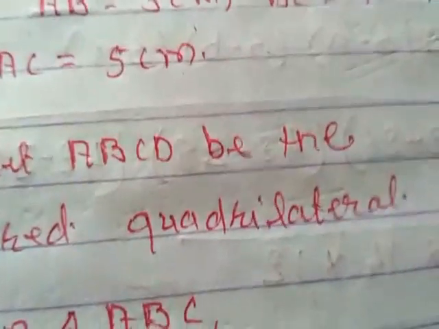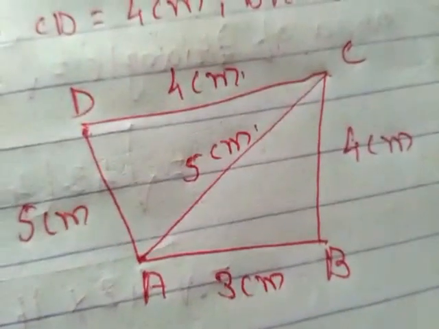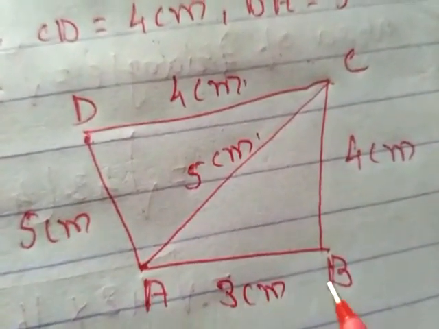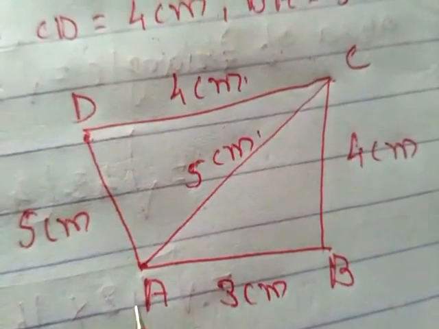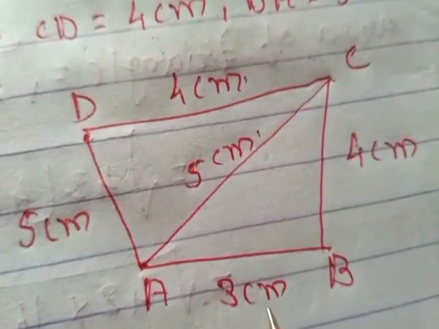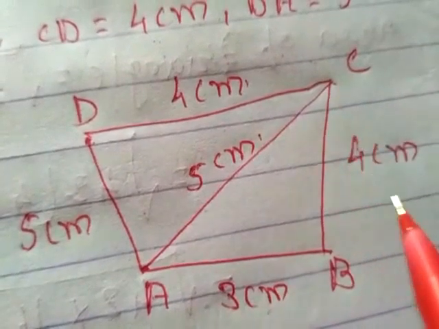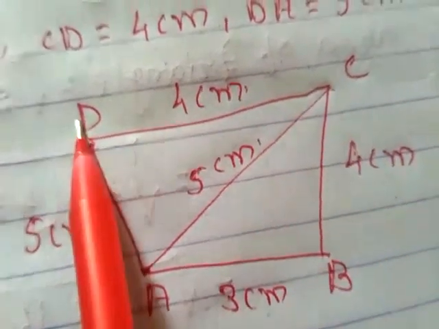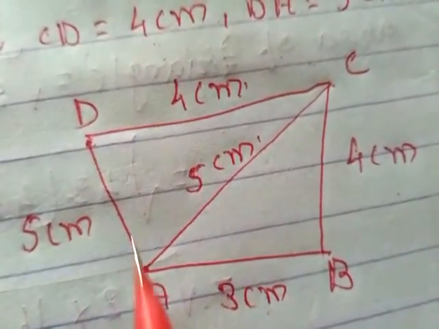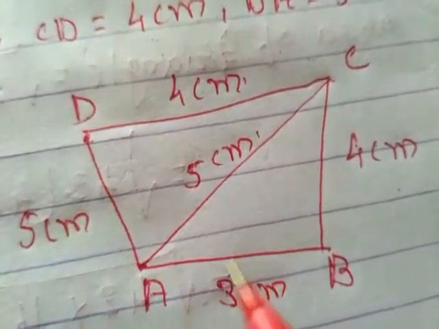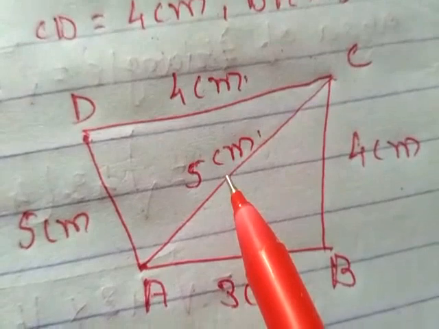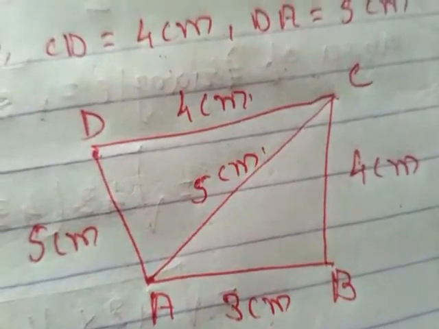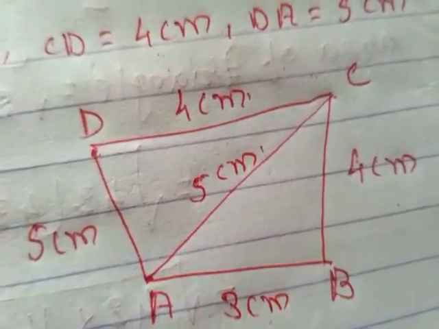We suppose ABCD is the required quadrilateral, in which AB is 3 cm, BC is 4 cm, CD is 4 cm, and AD is 5 cm, and diagonal AC is 5 cm. These all things are given for this quadrilateral. Now we have to find the area of this quadrilateral.